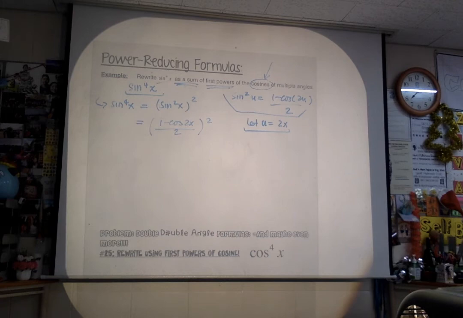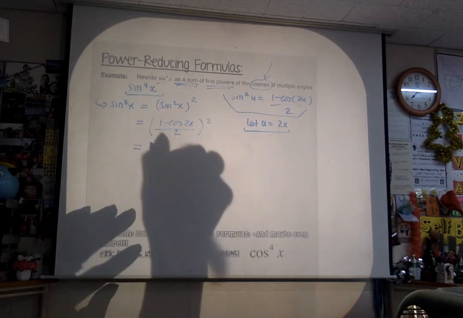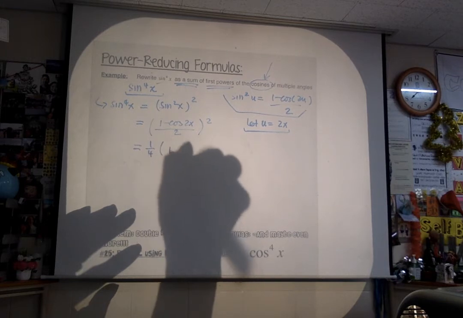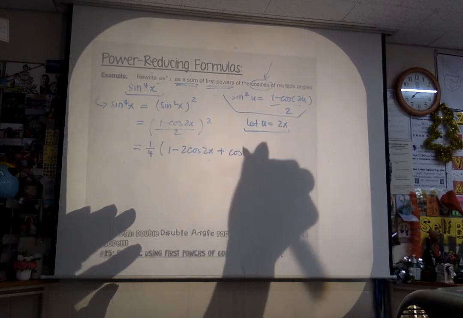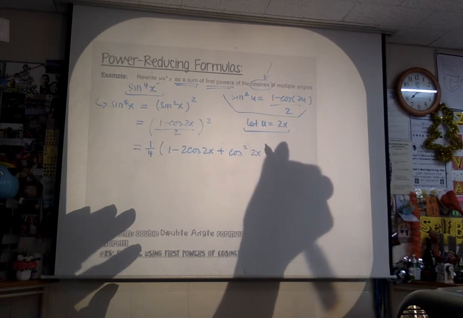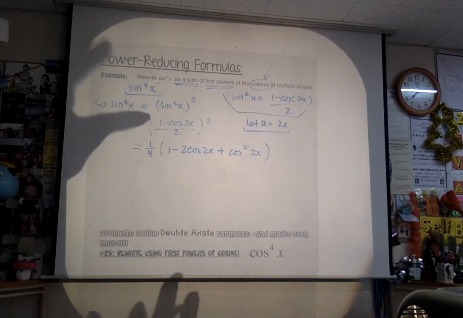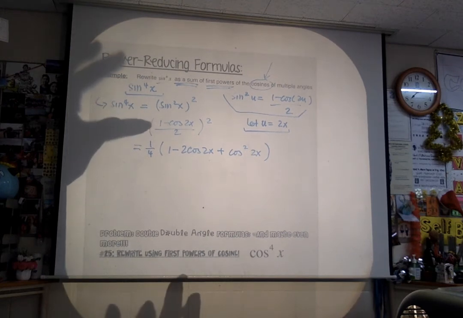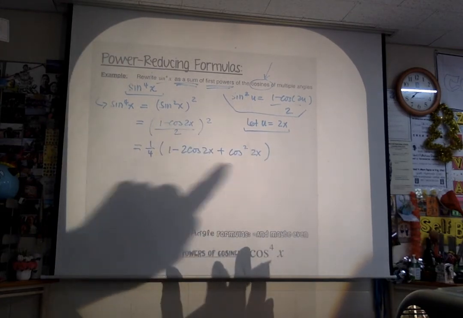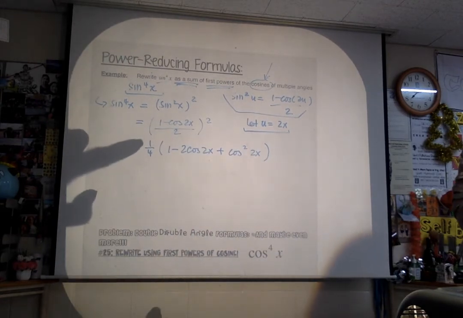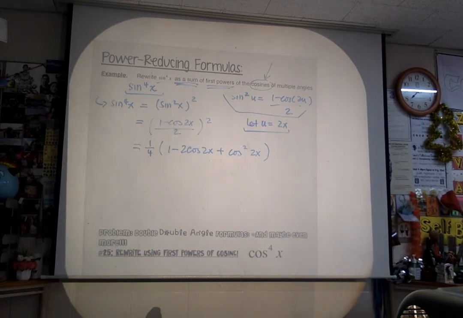Okay, now, let's do another one. Let's go again. Next step is this. I'm going to explain to you once I write it. 1 minus 2 cosine 2x plus cosine squared 2x. Where did that come from? Oh, we just squared this, right? All we did was square this quantity here to get this, okay? And I just pulled out the 1/4, because it's 1 minus 2 cosine 2x over 2, squared. So it's 1/4 on the outside, okay?